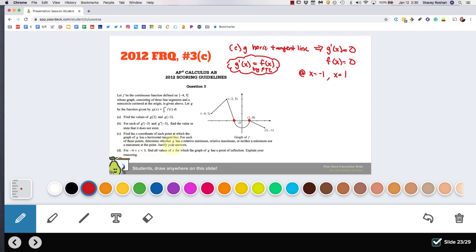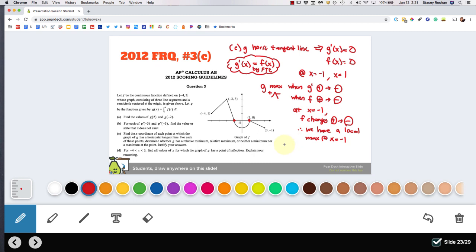For each of these points, determine whether g has a relative max, relative min, or neither a max nor a min. So g has a max when g prime goes from positive to negative. And remember, g prime is the same thing as f. So that's the same thing as when f goes from positive to negative. At x equals -1, f changes from positive to negative. Therefore, we have a local max at x equals -1. At x equals 1, which is the other one we're looking at, f does not change signs. Therefore, g has neither a max nor min there. Okay, so x equals -1 was a max, x equals 1 was neither, because we have no sign change there.